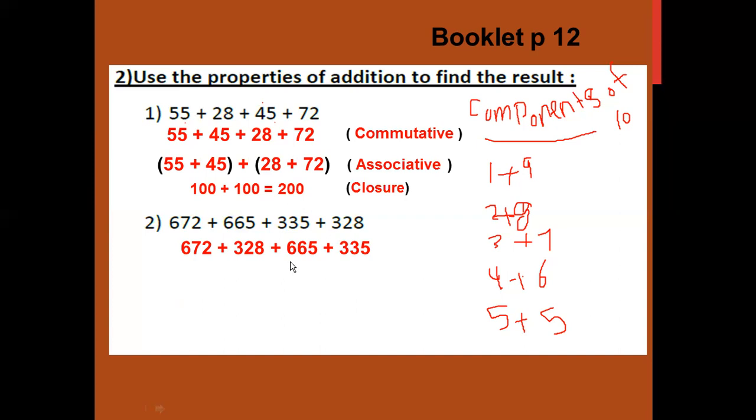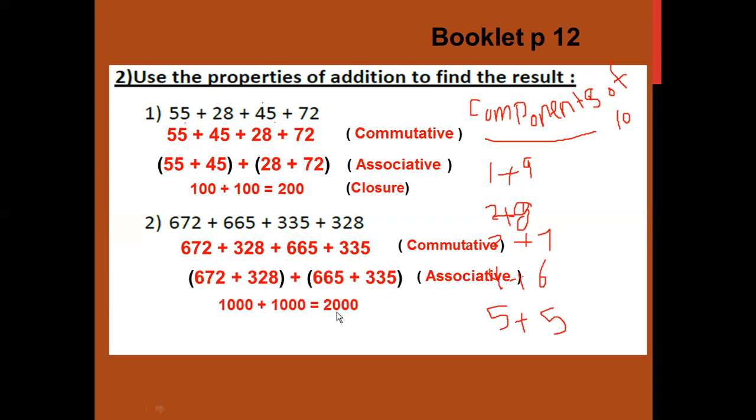This property is called commutative. Yes, excellent. Then I will take the first two and the second two in brackets. I will take the first two numbers with a bracket and the third and the fourth in a bracket, and this property is called associative. Yes, excellent. And then I will make addition between the numbers. 672 plus 328 equals 1000. Excellent. And 665 plus 335 equals also 1000. So the result will be 2000.